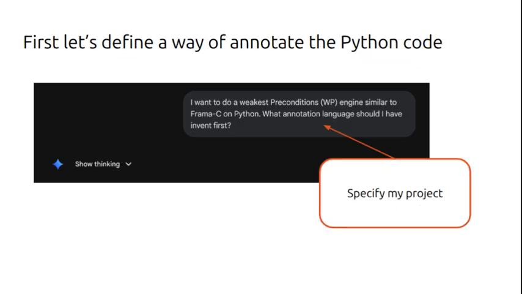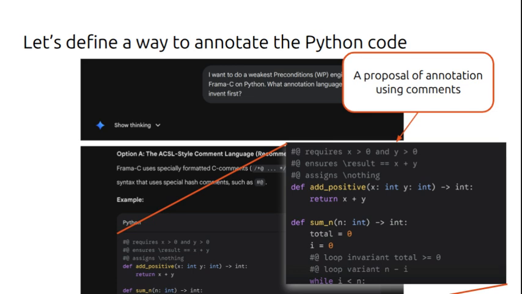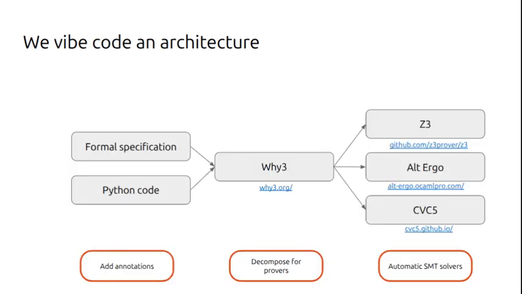So first, I'm going to state my problem. What I want to achieve is I want to use a weakest precondition, which is a kind of formal method, in order to do some proof on Python code. In this case, I'm using Gemini, which is proposing me some way of doing the notation. Great, I'm going to follow this advice.